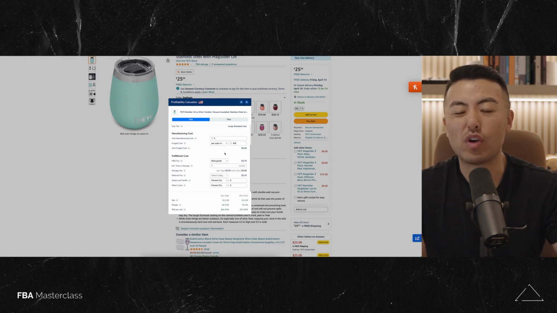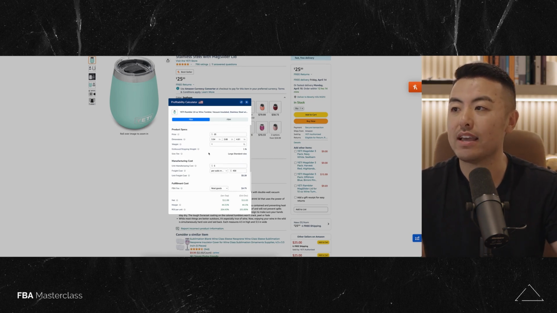But again, don't try to find a product that is like the smallest and the lightest. That's not the point here. The point is for us to tell you that, hey, there are different fees. And sometimes, like I said, you can find really interesting opportunities in larger standard size or even oversize.